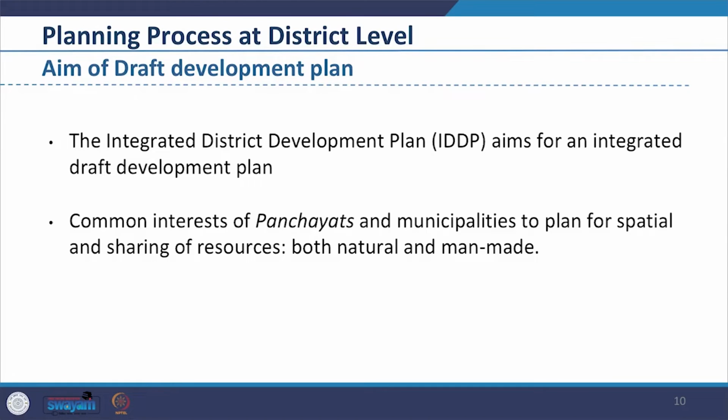For example, the state of Kerala has provision for DPC and MPC. Its methodology of district plan preparation provides a decentralized planning process by initiating preparation of an integrated district development plan along with the local development plans for every local government in the district in an integrated manner. The integrated district development plan aims for an integrated draft development plan with due regard to the common interest of panchayats and municipalities to plan for spatial needs and sharing of resources, both natural and man-made.